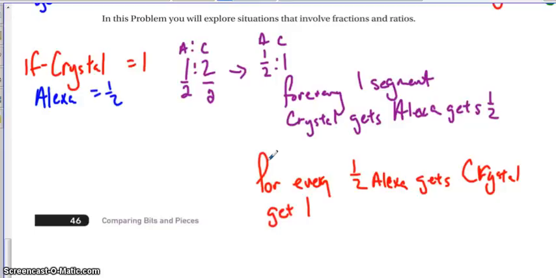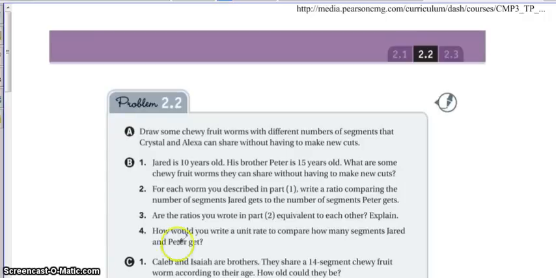We are going to take a look at another problem real quickly before I'm out of time. I know these videos have been a little bit longer, and I'm sorry about that, but we're going to take a real quick peek at question A, which is the question you need to answer prior to coming to class. Question A says, draw some chewy fruit worms with different numbers of segments that Crystal and Alexa can share without having to make cuts.